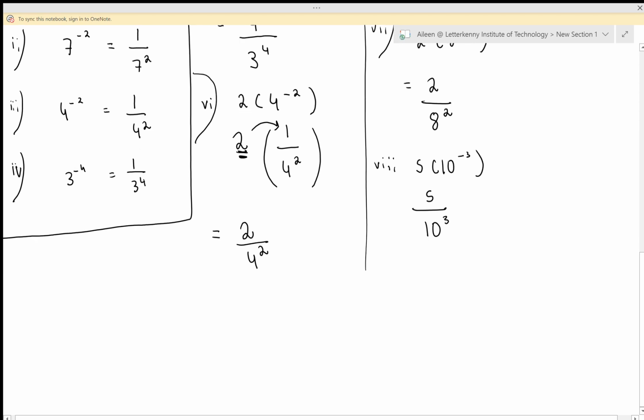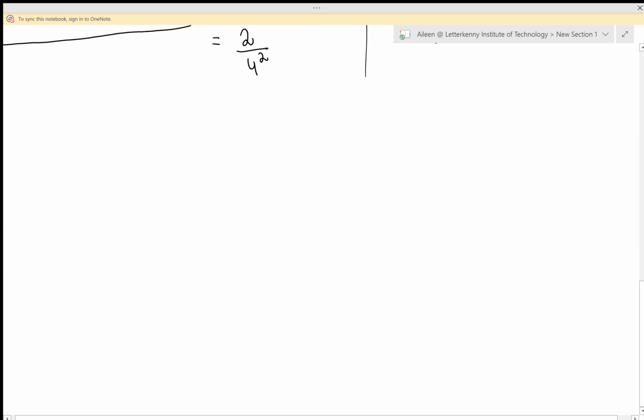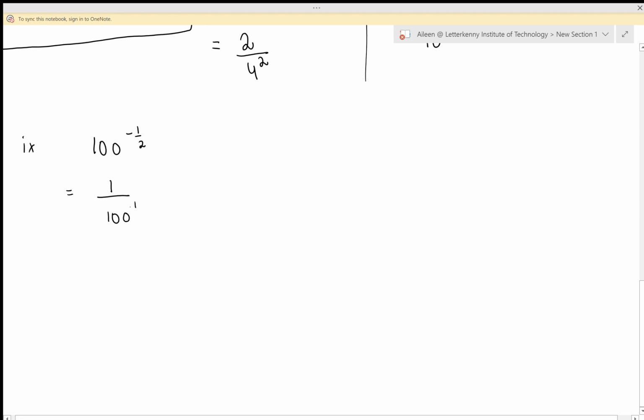We have 3 minutes, so I just want to finish off these for you. Okay, the next ones have fractions. So part 9 gives you 100 to the power of minus a half. Okay, so we can simplify this in 2 ways. This is 1 over 100 to the power of a half. You can go even further here. This is 1 over root 100, because rule 6 states that a to the power of 1 over q is equal to q root a, which simplifies to 1 over 10.